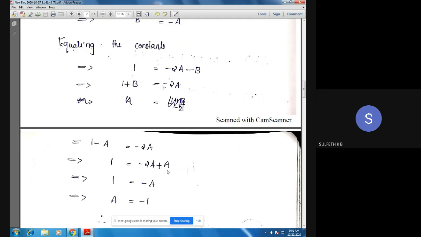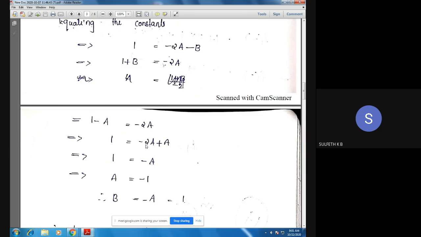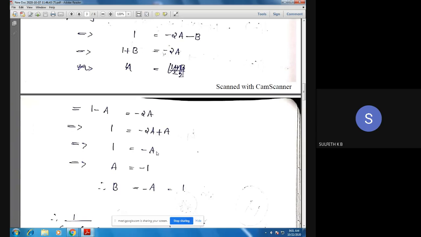Right. Never mind these two terms. You directly put the value of B here. Therefore, 1 is equal to minus 2A plus A. Minus 2A plus A equal to minus A. Therefore, 1 is equal to minus A, which implies we can find the value of A: A equal to minus 1. Right?